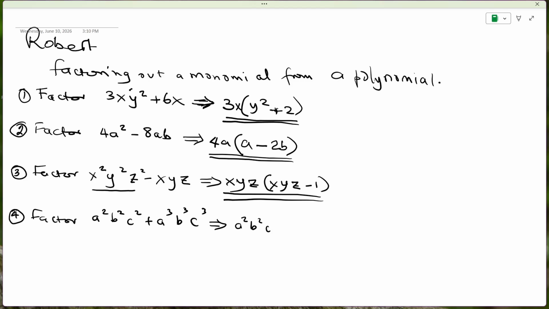b squared, c squared. When we open the parenthesis, we are left with 1 after removing a squared, b squared, c squared from the first part of the polynomial. But in the second part of the polynomial, we remain with a, b, c. So finally, this becomes our factored polynomial. All right. Now, again, as I said, as you work out these examples, it becomes more and more easy.